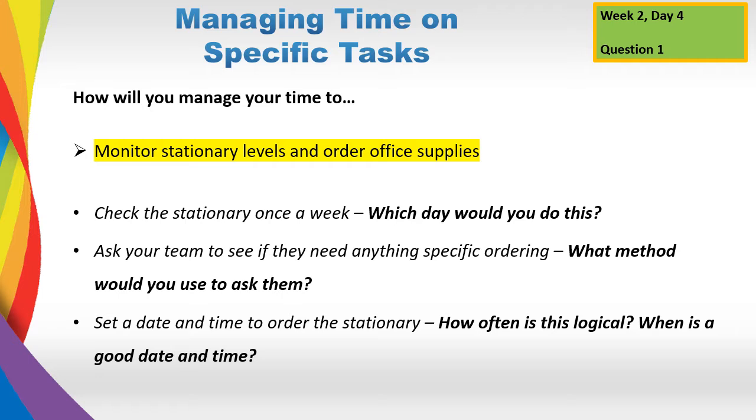Are you going to ring them all? Are you going to send an email? How will you know? You'll need to also set a date and time to order the stationery. So how often is logical? This will obviously depend on the size of the organisation that you're ordering for. And when is a good date and time to order that stationery? So is it going to be good to do it once a week, once a month, once a quarter, so every 3 months?